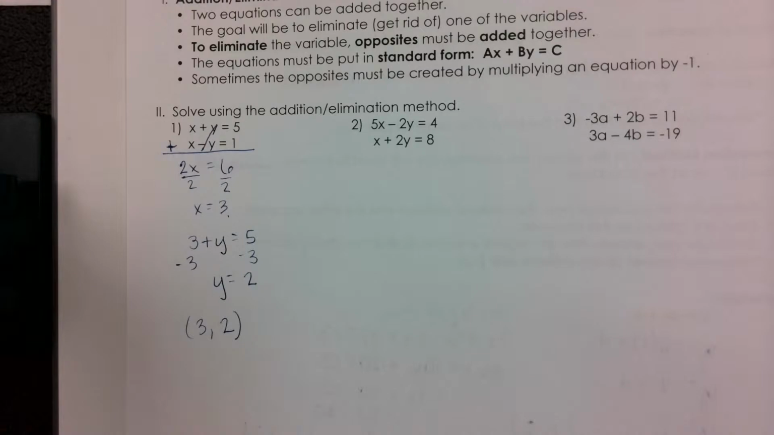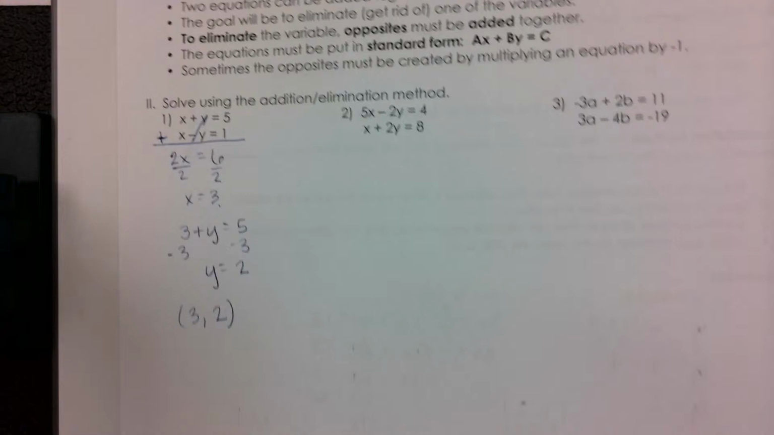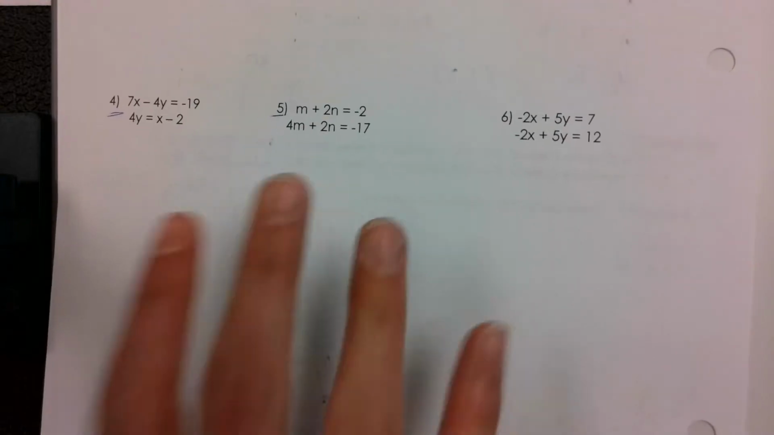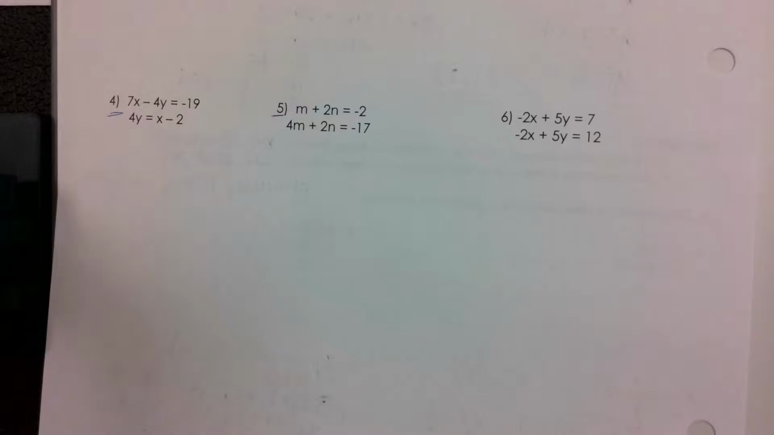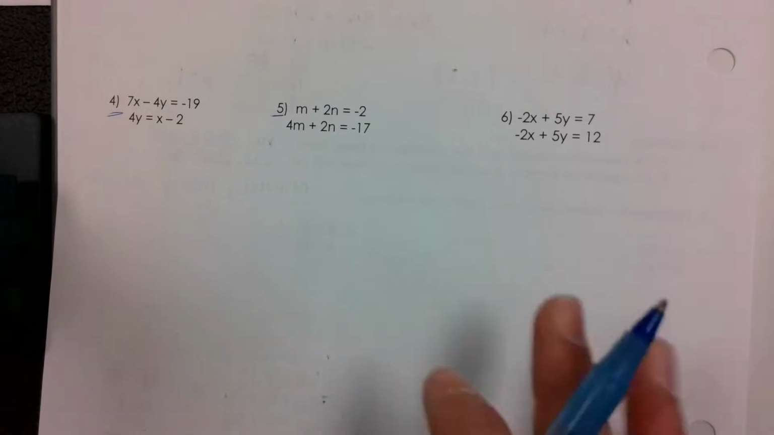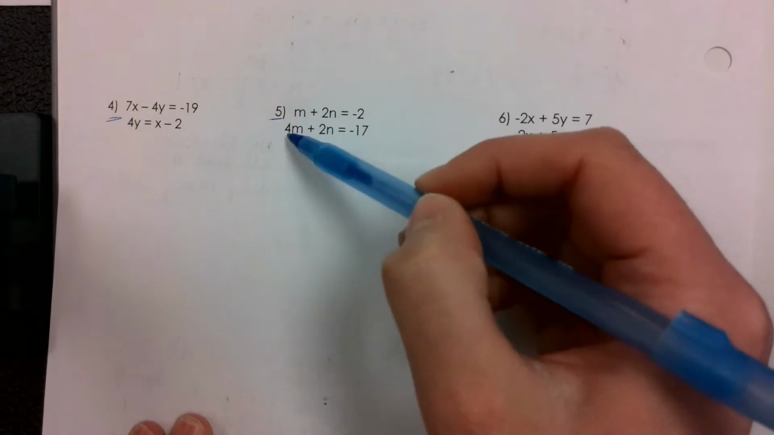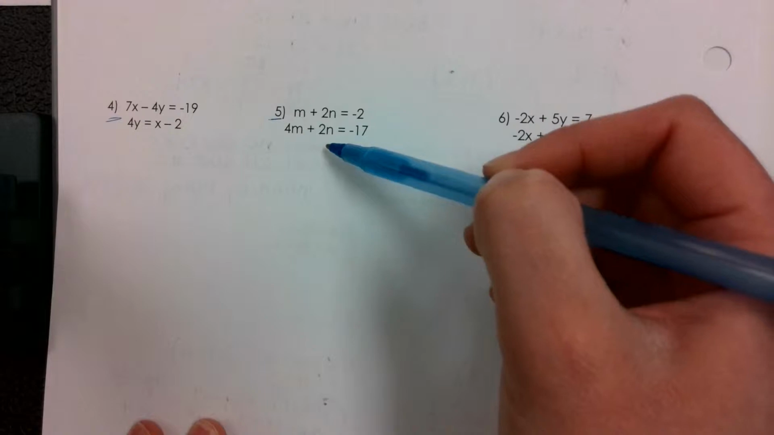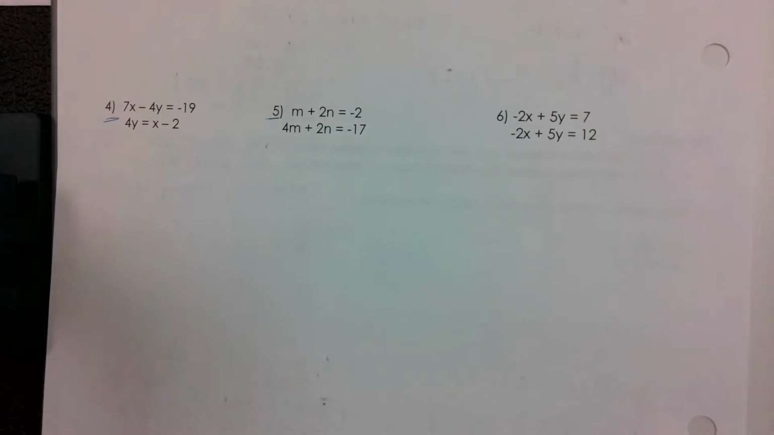Alright, so if we look at number 5, let's do 5 first. We said in order for something to eliminate or cancel out, we've got to have the same number but opposite signs in front of the variable, right? So if we're looking at m's, do we have the same number opposite sign in front of m? Do we have same number opposite sign in front of n? No, but we do have the same number then, right? So what if we multiplied one of those equations, the entire thing, by -1? Then would we have opposite signs? Yeah, so let's do that. Do you want to do top or bottom?